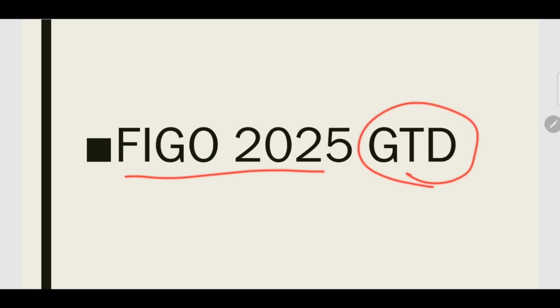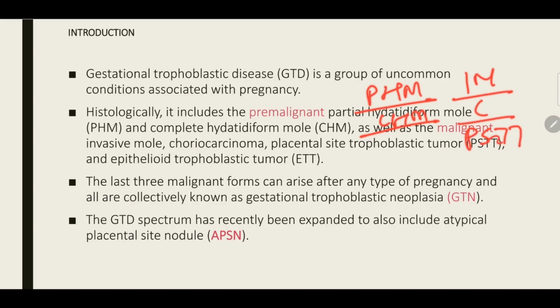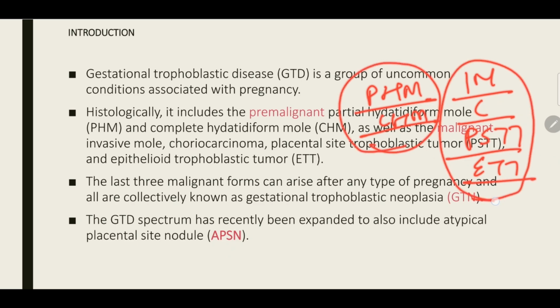Today's topic is FIGO 2025 Gestational Trophoblastic Disease. GTD, that is Gestational Trophoblastic Disease, is a group of uncommon conditions associated with pregnancy. Histologically, it includes pre-malignant and malignant. In pre-malignant, there is partial hydatidiform mole and complete hydatidiform mole. In malignant, there is invasive mole, choriocarcinoma, placental site trophoblastic tumor and epithelioid trophoblastic tumor. So this is pre-malignant condition and this is malignant condition.